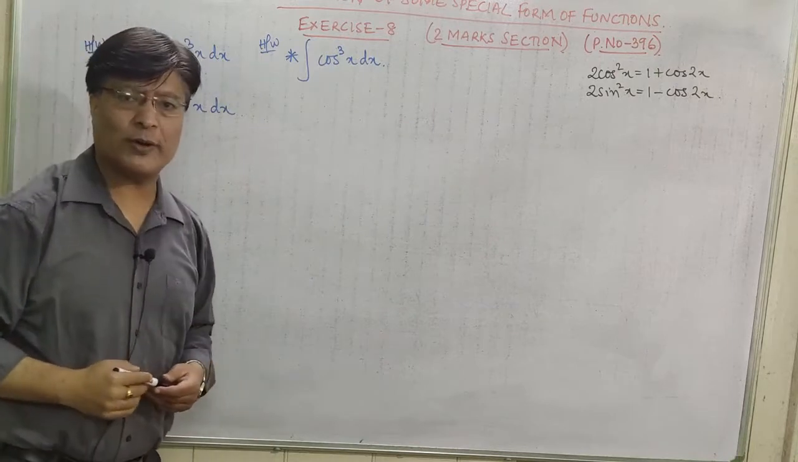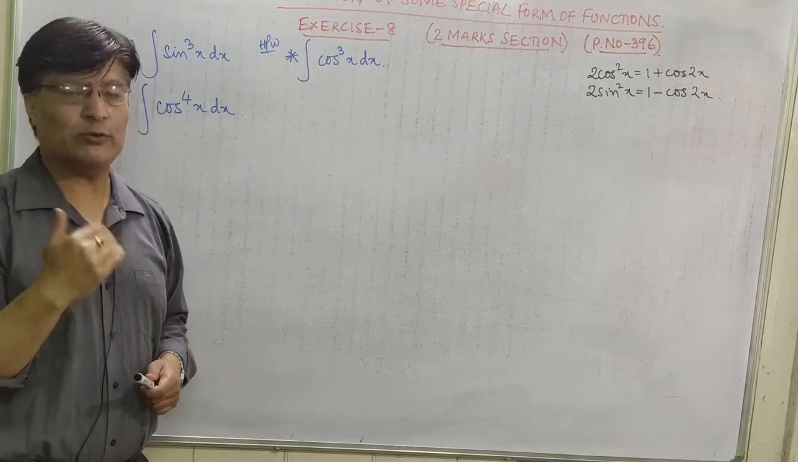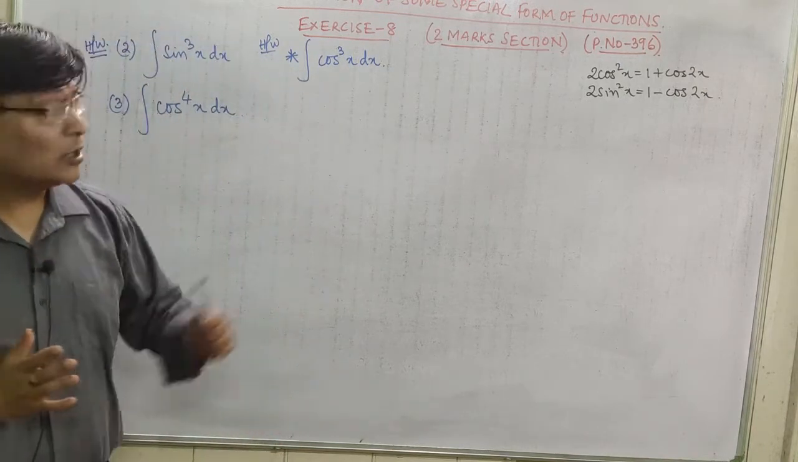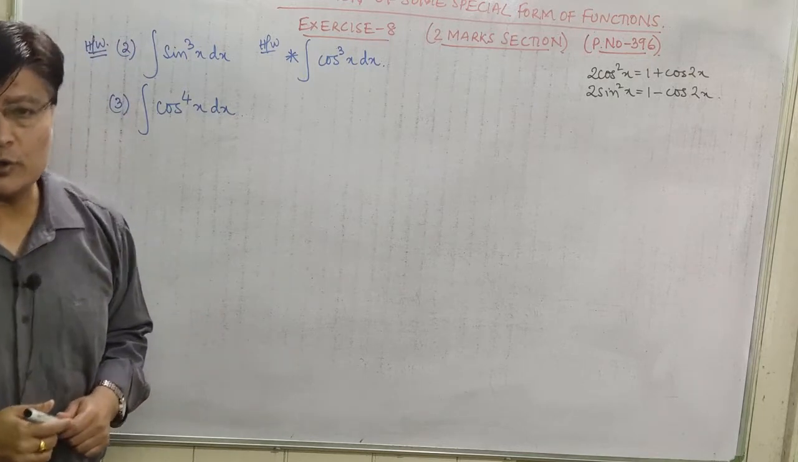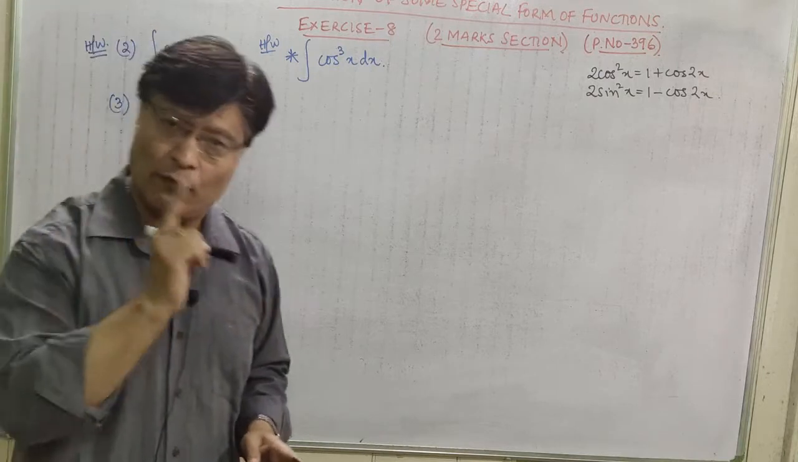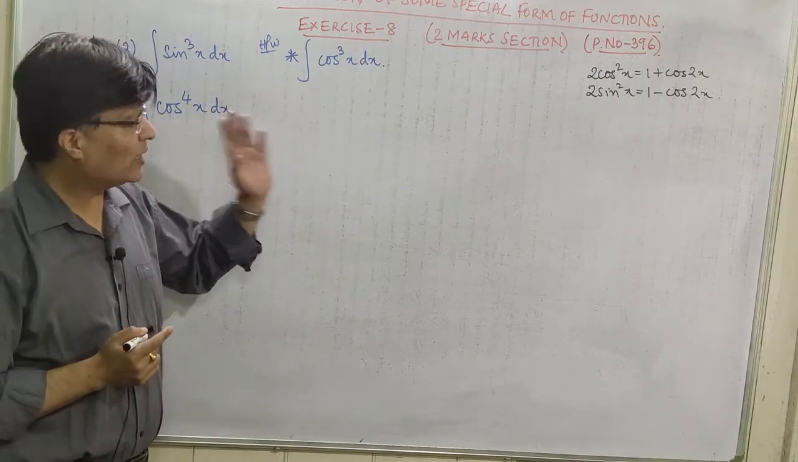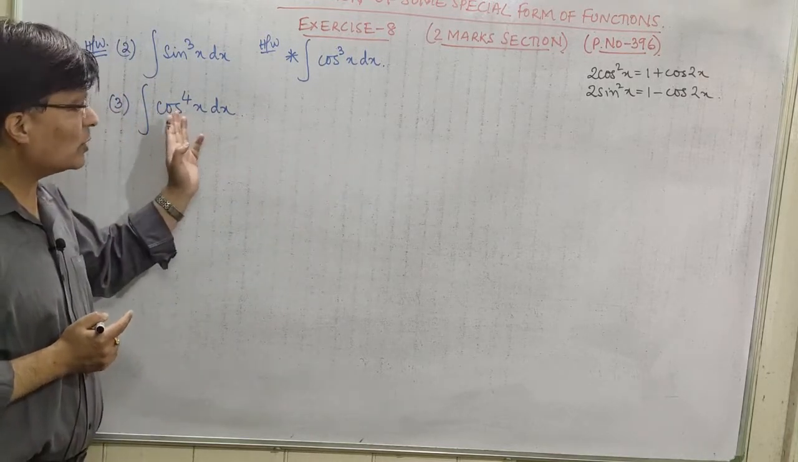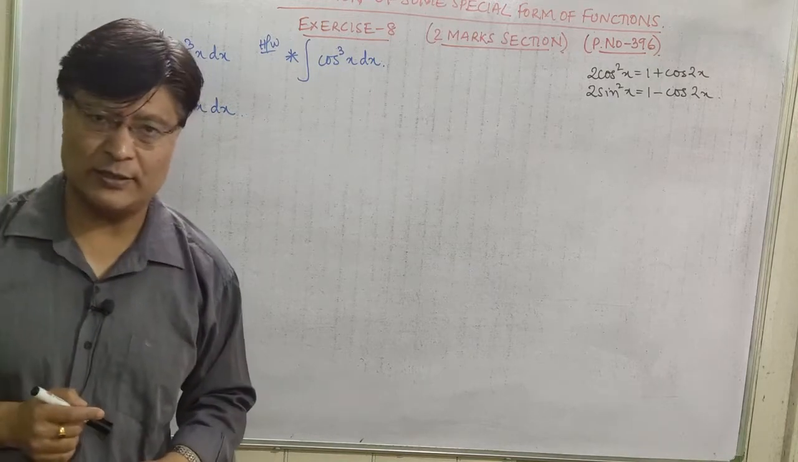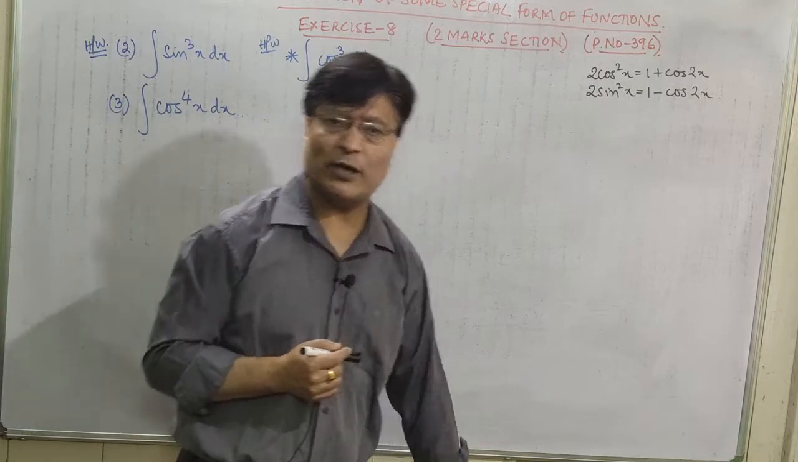If there is cos square x or sine square x, you should multiply and divide by 2, so that you can use the formula of 2 cos square x, which is equal to 1 plus cos 2x, and 2 sine square x is equal to 1 minus cos 2x. But in this case, we have cos to the power 4x dx. 4 is also an even number, isn't it? So in order to convert into 2 cos square x form, you should multiply and divide by 4 first, so that you can easily use the formula of 2 cos square x, right?